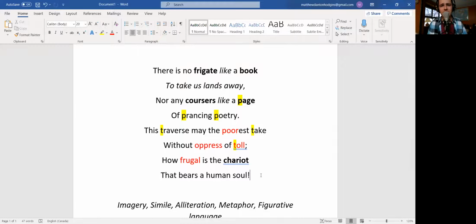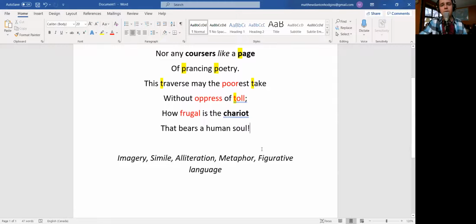Or you might even say that a boat out on the water is similar to a chariot because you're within it, you're using it for travel, right? So I think this chariot here is a metaphor referring to the book and the pages and the stories that are being referenced above. So how frugal is the chariot, right? How cheap of a thing that bears a human soul, right? Now that's when it becomes fully clear.